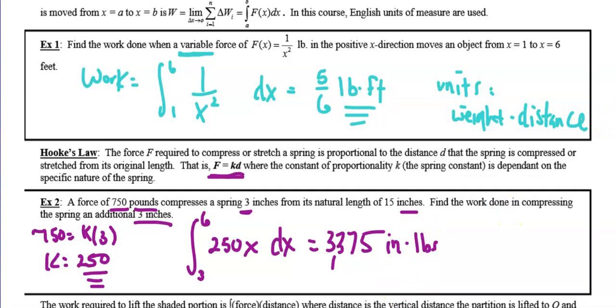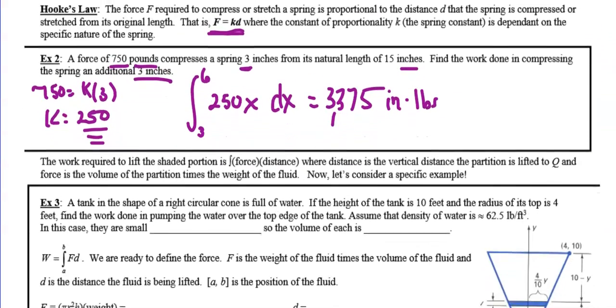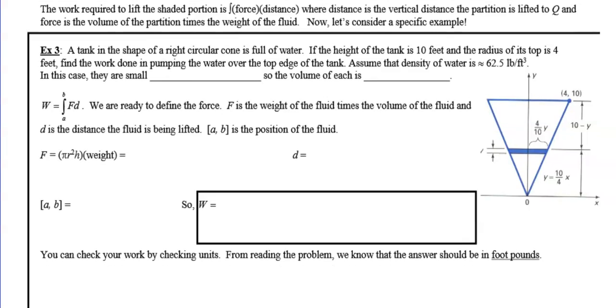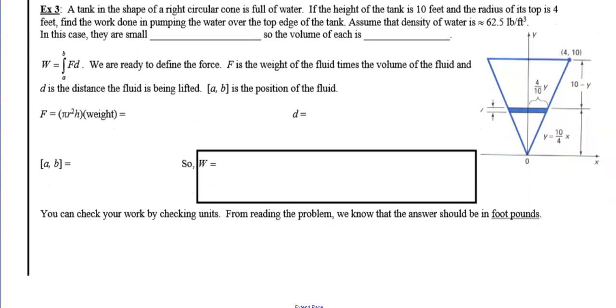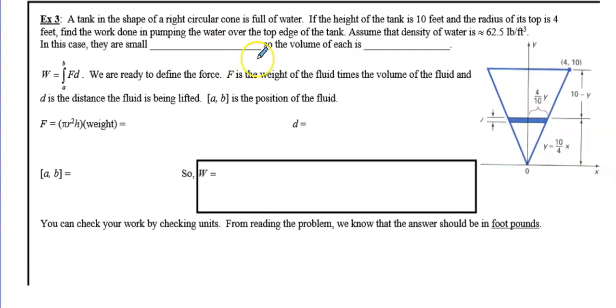So let's look at a little bit more challenging work question that you guys can see right here. Now, in my opinion, it's very wordy. There's a lot of stuff going on in this, but it's really helpful to figure out what we need to do with these problems. So it says a tank in the shape of a right circular cone is full of water, as you guys can see here.